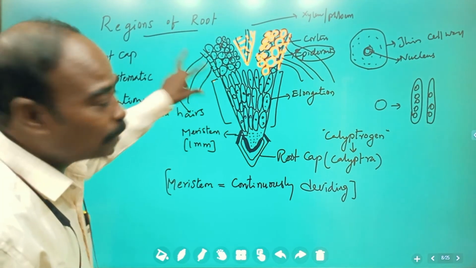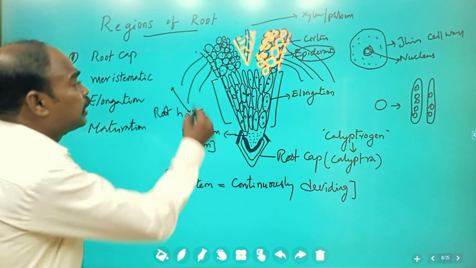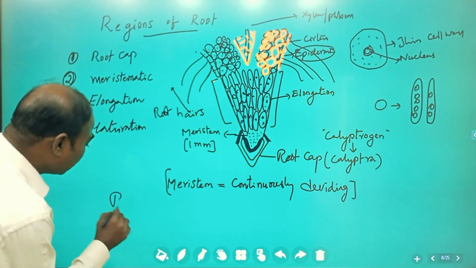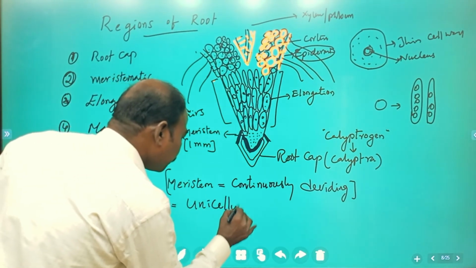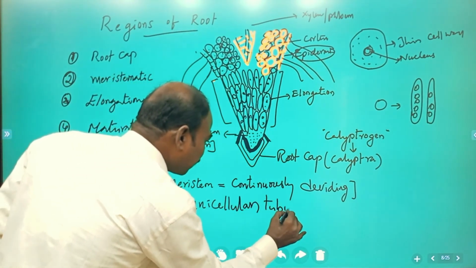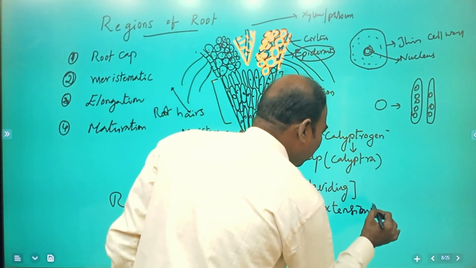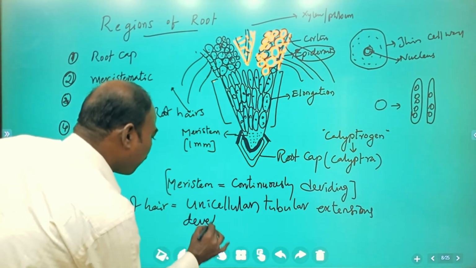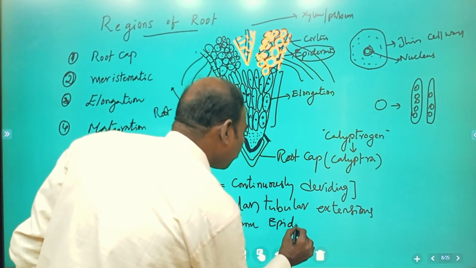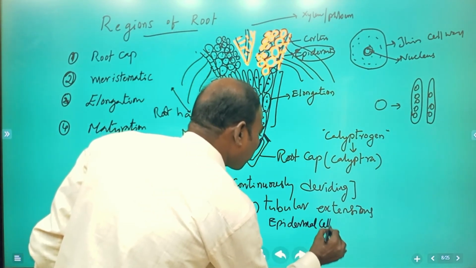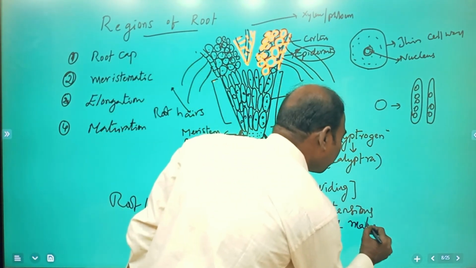The root hairs are developed from epidermal cells of the maturation zone. These are unicellular. Root hairs are unicellular, tubular extensions developed from epidermal cells, epidermal cells of the maturation zone.